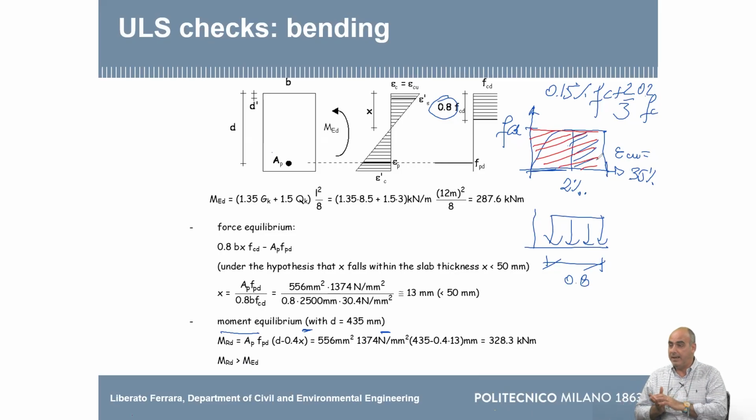So keep this in mind, because it's very interesting: the equivalence 0.8 is only valid up to C50/60. If you go higher, that coefficient 0.8 starts decreasing and will become at minimum equal to 0.67, 2/3, because when you reduce epsilon cu, in the end you end up only with the parabola and the area is 2/3.